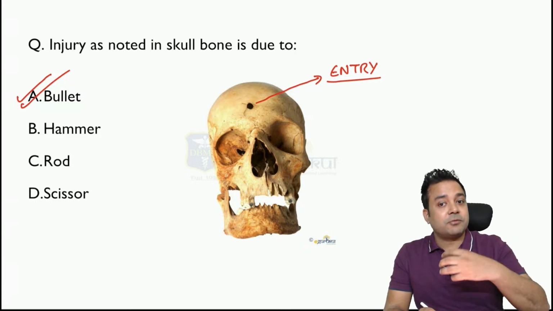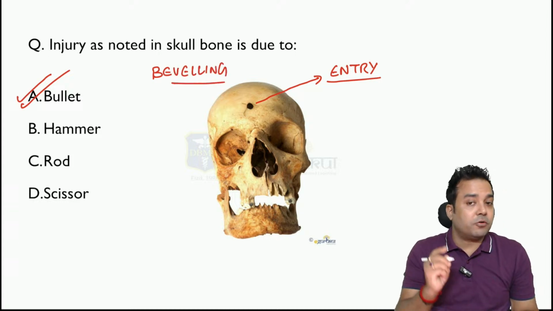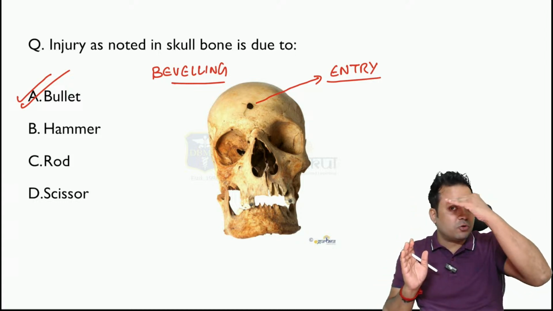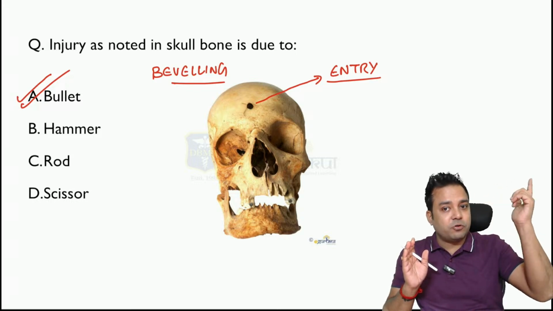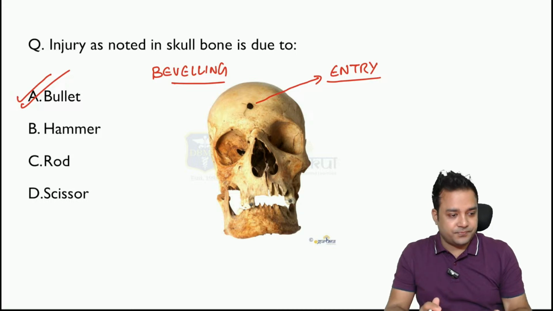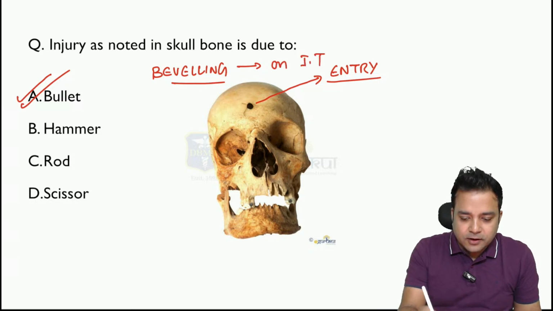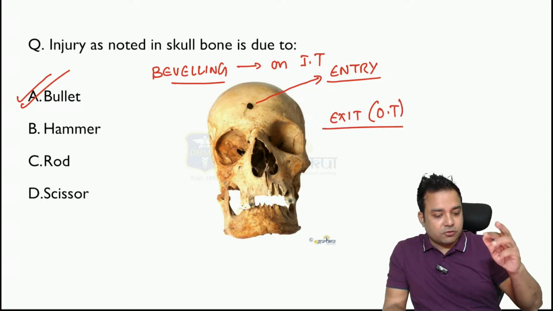That is what is called as beveling. So basically the question was being asked with respect to beveling. So in entry wound, beveling is seen mainly on the inner table. In exit wound, when the bullet goes through and through the brain, now beveling will be seen on the outer table. Means exit wound, beveling is on outer table. So in entry, beveling will be seen on inner table. In exit, beveling is seen on outer table. So here the answer goes with.